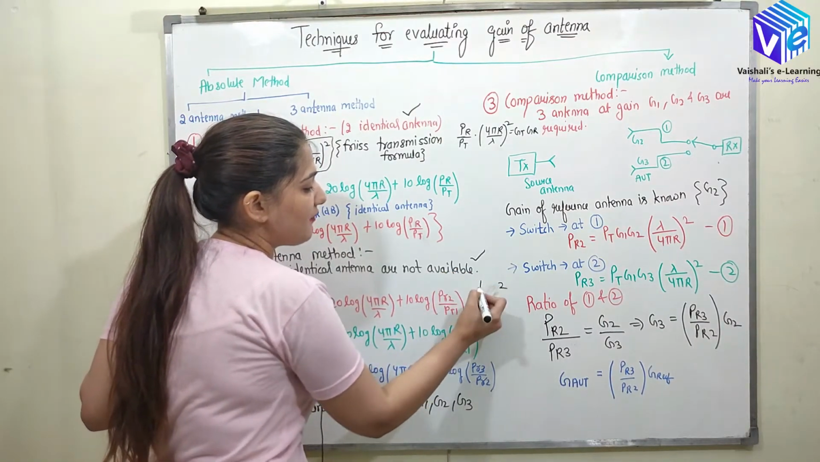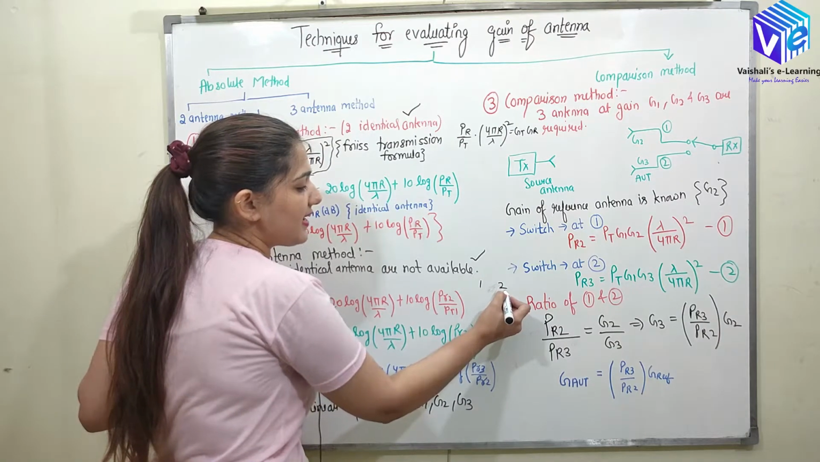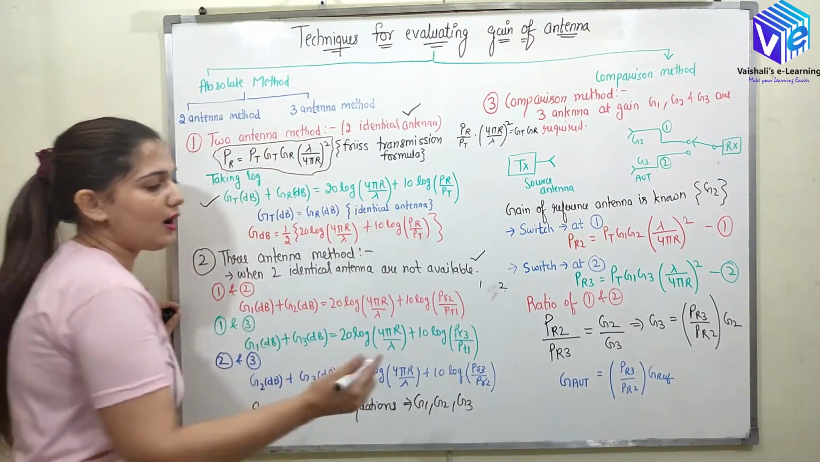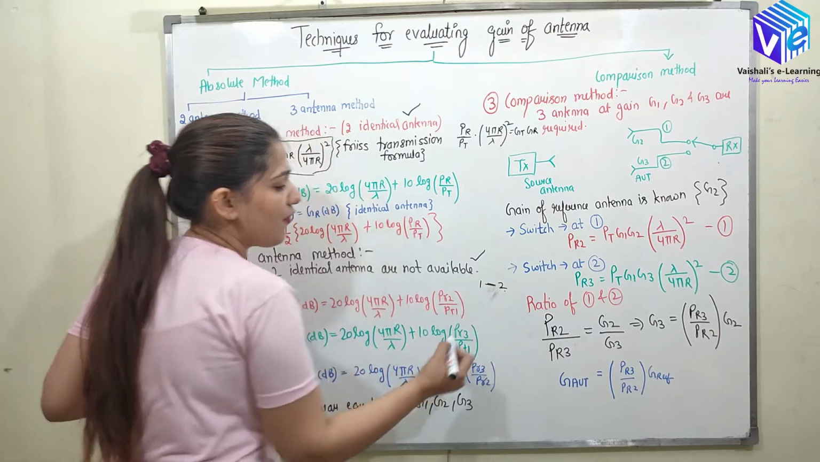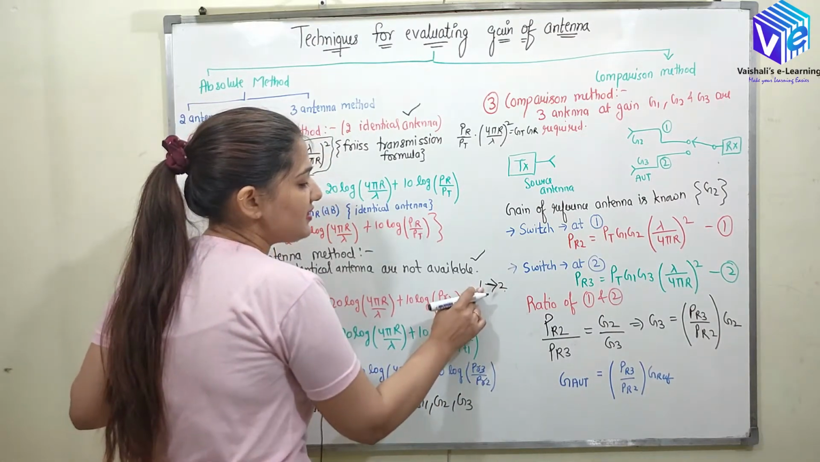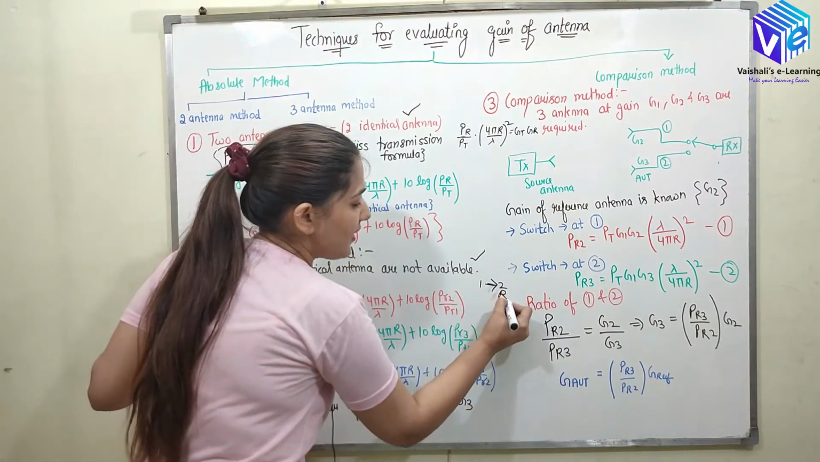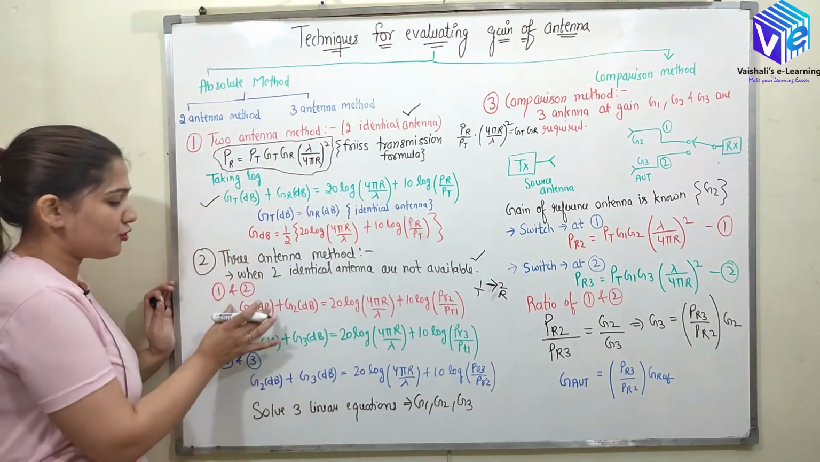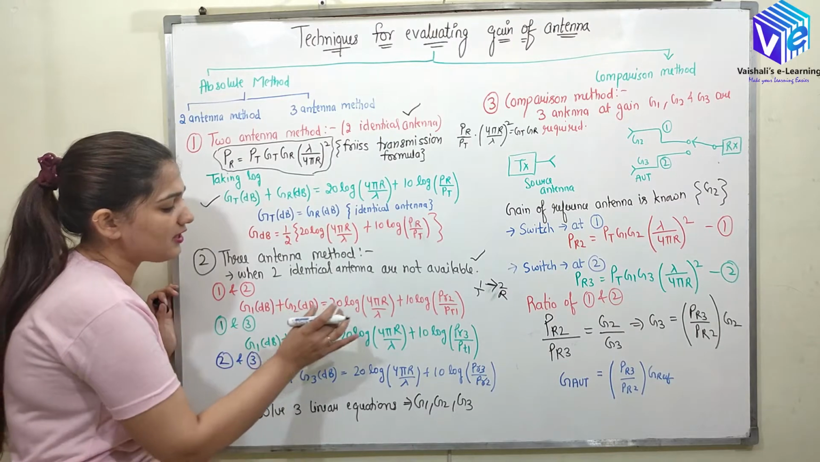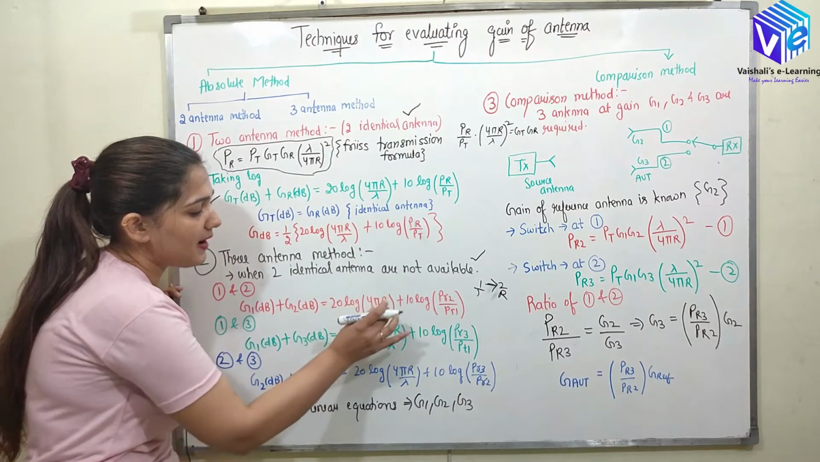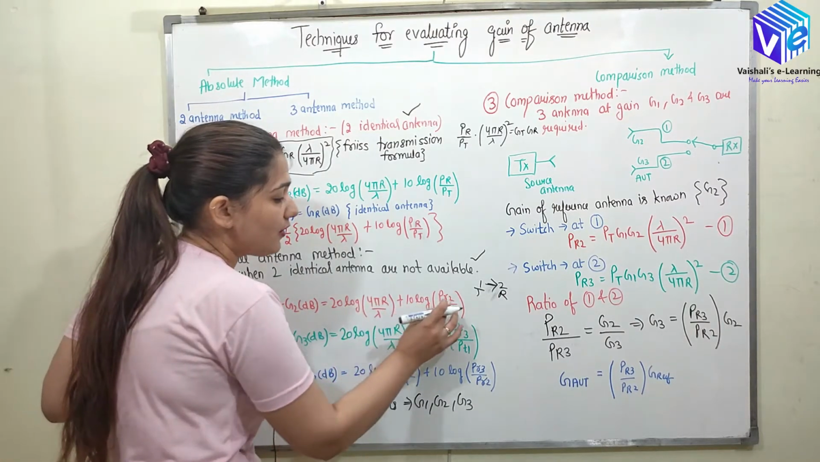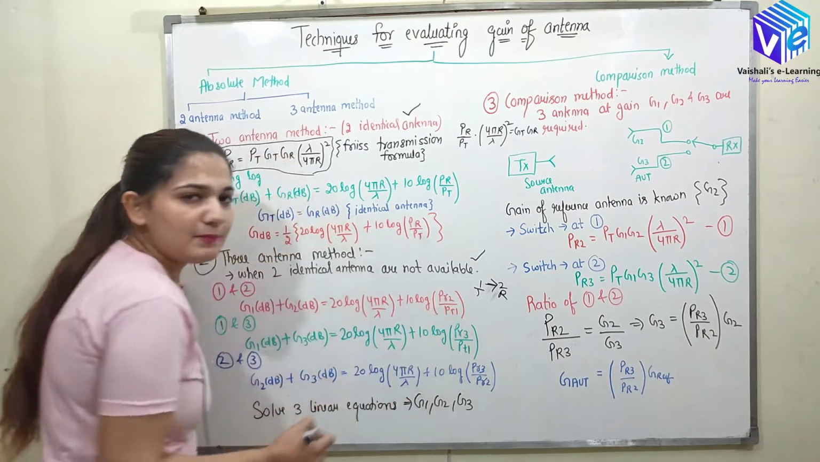First I will make the first a transmitter and the second the receiver, and I will apply the Friis transmission formula. From the first, the wave is going to the second. The second is the receiver and the first is the transmitter now. So G1 dB plus G2 dB is equal to 20 log 4 pi R upon lambda plus 10 log PR2 upon PT1.